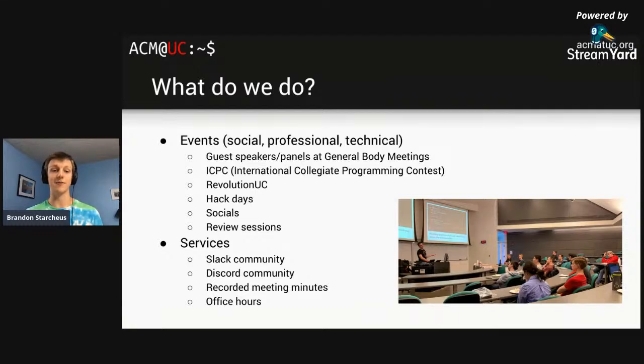We also have ICPC, which is the International Collegiate Programming Contest, and that is in the fall semester. We'll talk more about that later. Revolution UC is UC's spring hackathon. It's 24 hours. We also have hack days, socials, and review sessions. We also have other services: our Slack community, our new Discord, and, like I mentioned, we record our meetings, and we have office hours. We'll talk a little bit more about some of these.